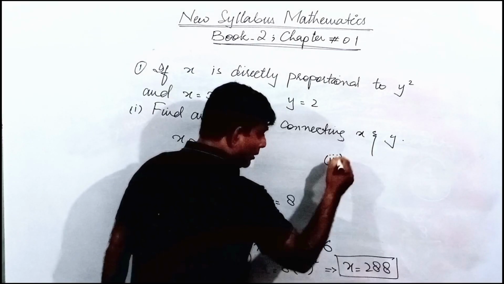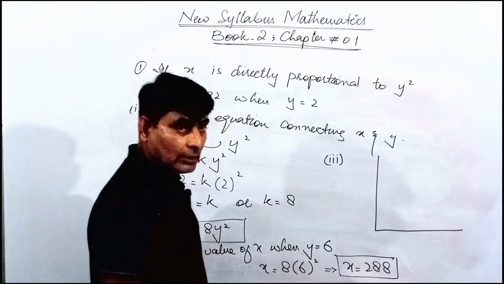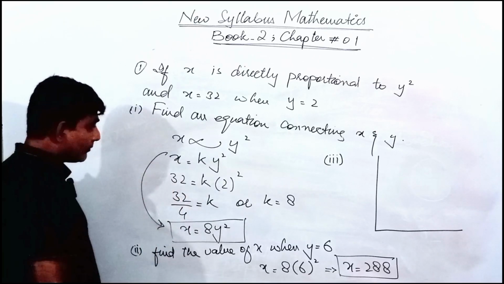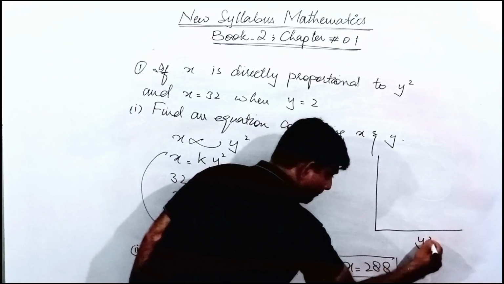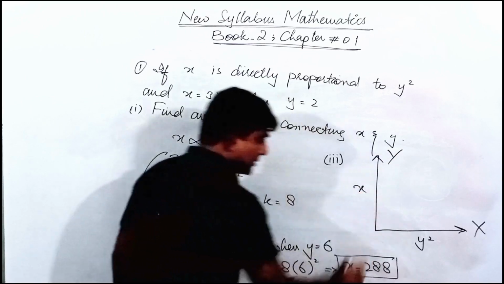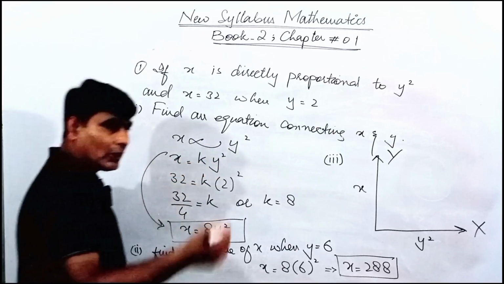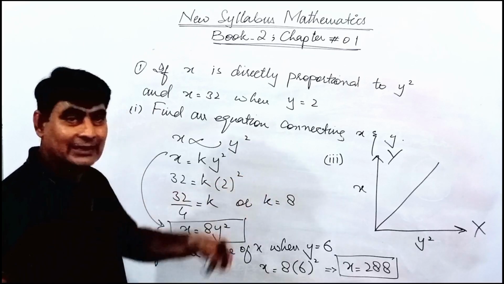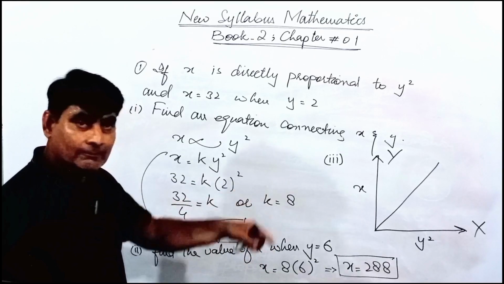Third part is draw the graph of x against y square. Okay, now which one is dependent, which one is independent? Listen. y square is independent. Consider it over here. Although this is x, no issue, this is y. Over here x is dependent in this relation, y square is independent. We always draw a line like this. This is the answer. We are going to find out the values.